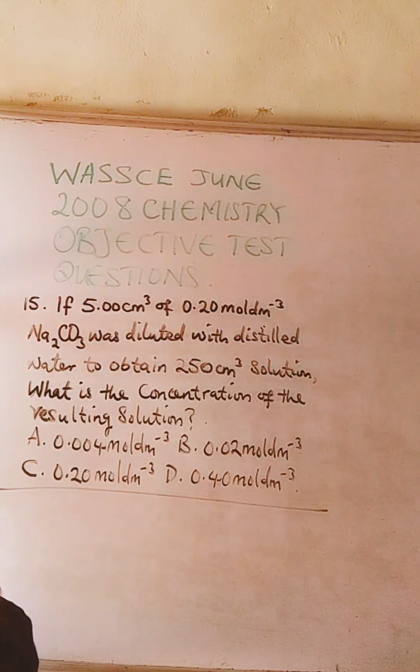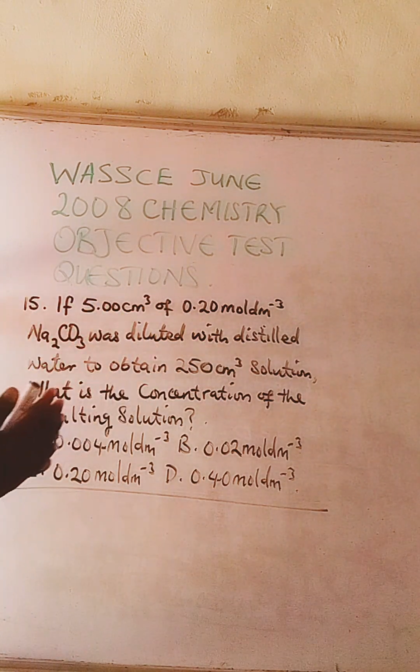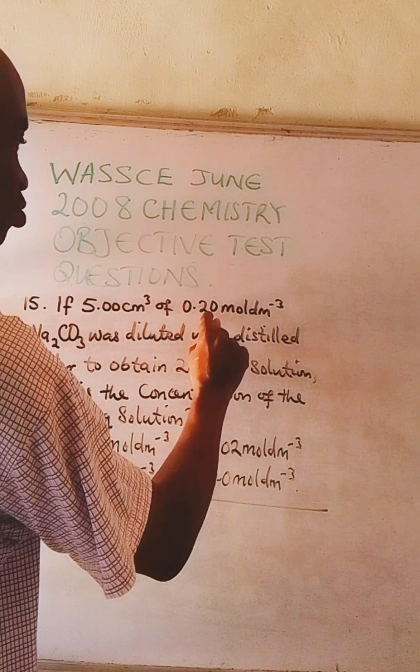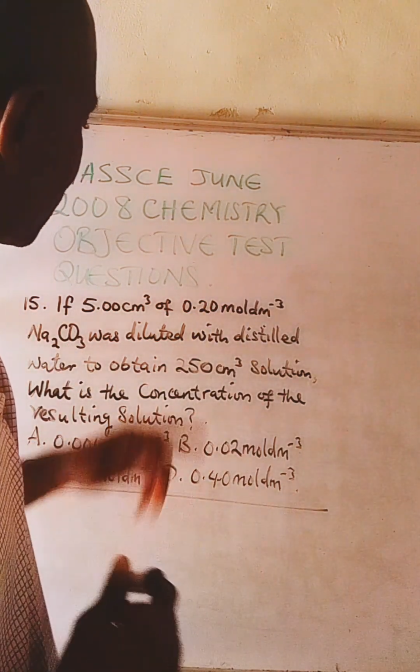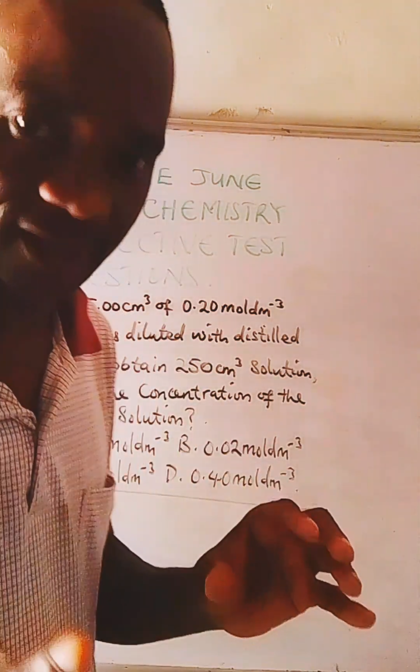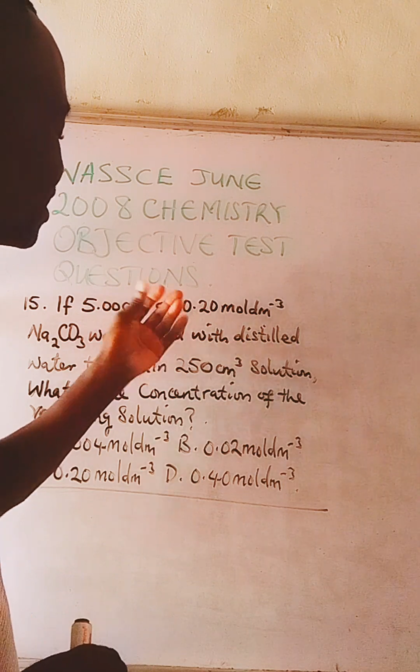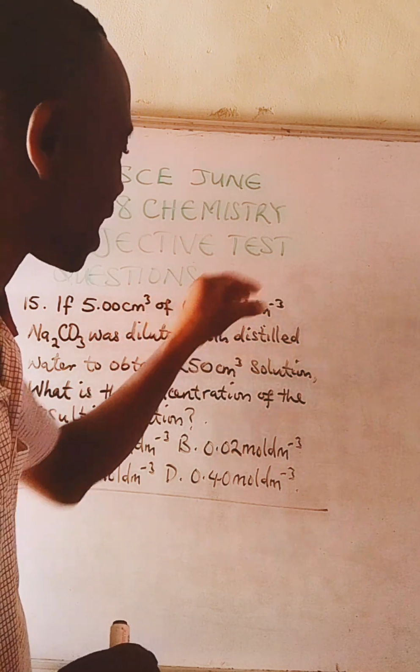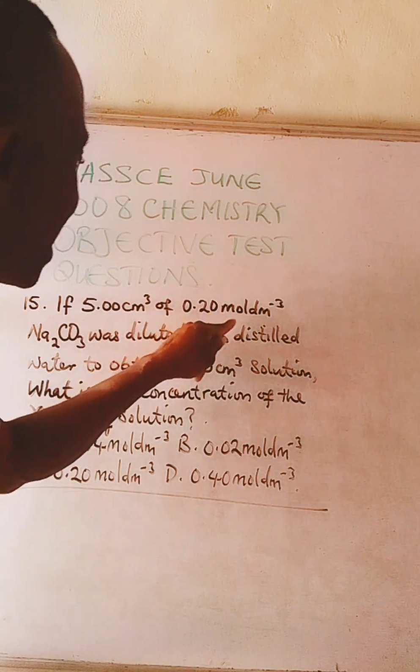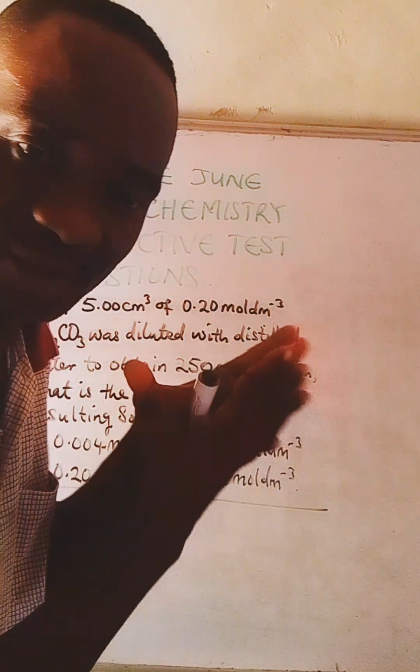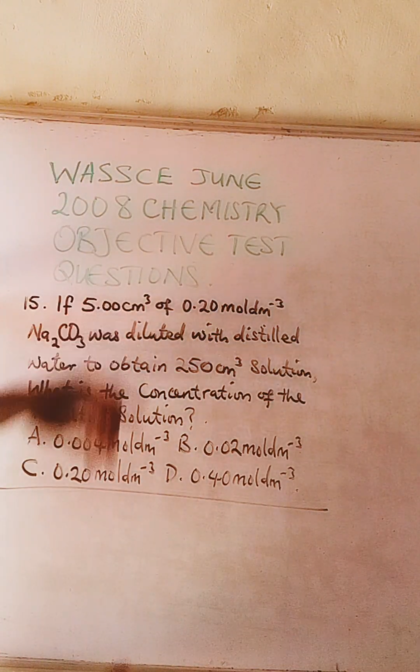In dilution, this substance was dissolved in water, and the concentration is 0.20 mole in 1 dm³. 1 dm³ means 1 liter. Concentration means amount in 1 liter. So this particular substance was dissolved in water, and the concentration is 0.2 per liter. Every liter contains 0.2 moles. And the volume of the solution, that is the substance plus water, the entire volume gotten is 5.00 cm³.